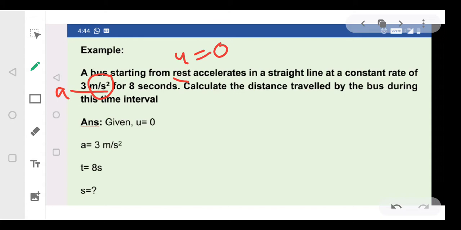So this 3 meter per second square is the acceleration for 8 seconds. 8 seconds will be your time. Calculate the distance travelled by the bus during this time interval. So we always start the numerical by writing what is given to us. Given is, the body is starting from rest, so u is 0, acceleration is 3 meter per second square, and time taken is 8 seconds. What we have to find is the distance travelled.